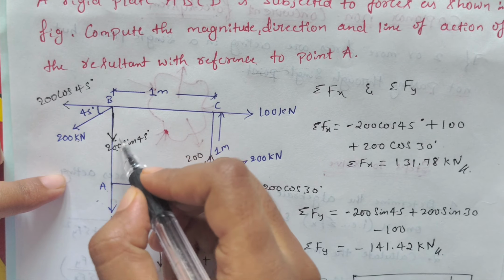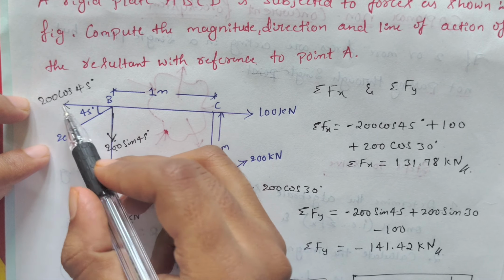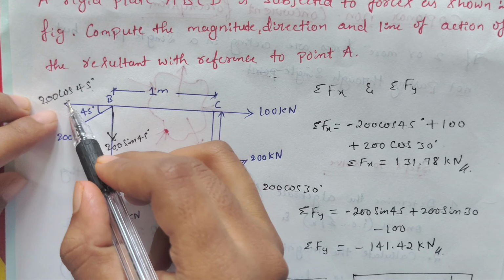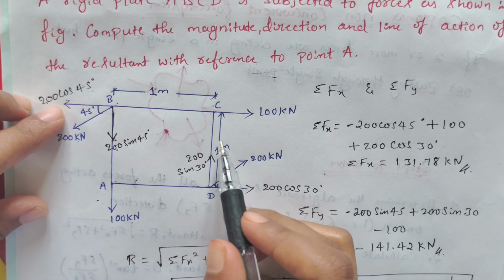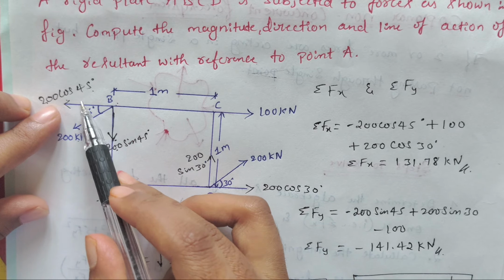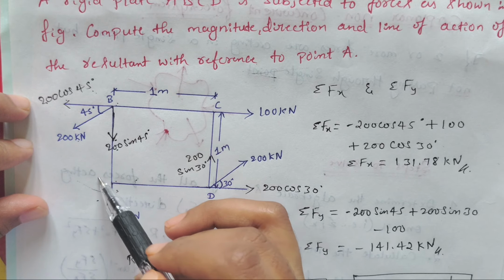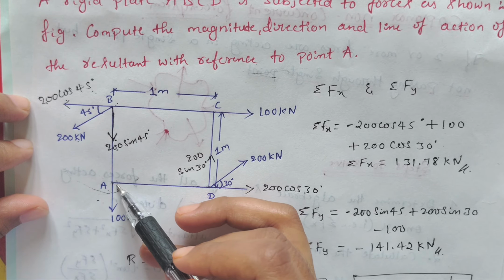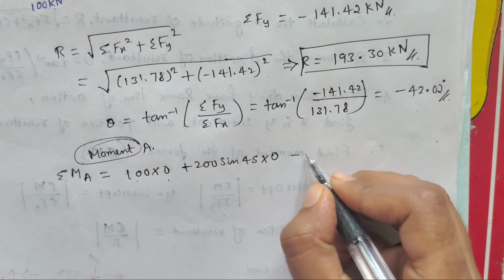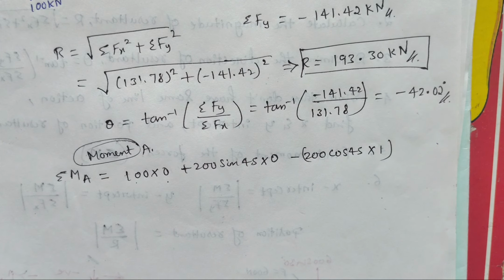There is no perpendicular distance for this force. And now the next one is this force, that is 200 cos 45, and for this force the perpendicular distance will be like this, up to point A. What is the distance? 1 meter. So it will be 200 cos 45 into 1, and this force is moving towards A in anti-clockwise direction, isn't it? See here. So that is why it can be considered as minus 200 cos 45 into 1.